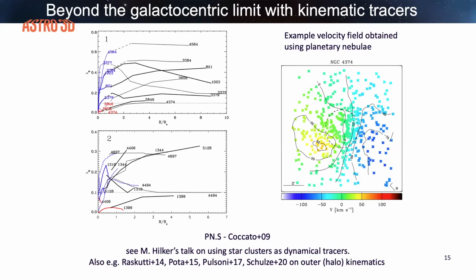Right, so here is just an example of using dynamical kinematic tracers to try and push the boundaries out. And we can see here in the inner parts, this is what Coccato et al. in 2009, the inner parts are showing the SAURON field of view, and then using planetary nebulae in the outskirts, basically reconstituting the maps statistically, they're able to show that these lambda curves as a function of radius can change significantly in the outskirts.